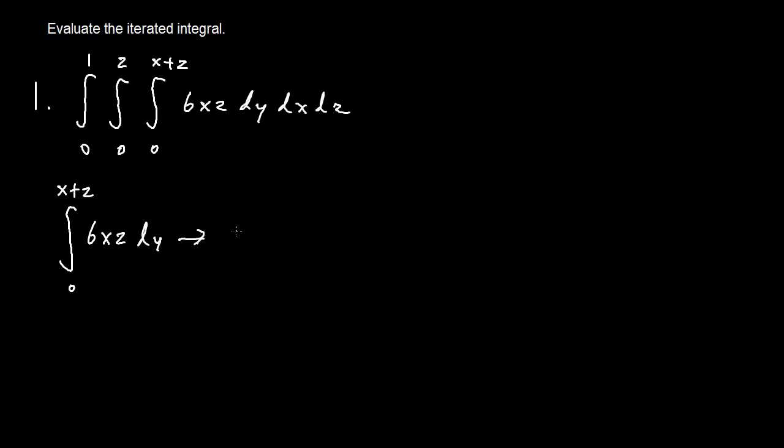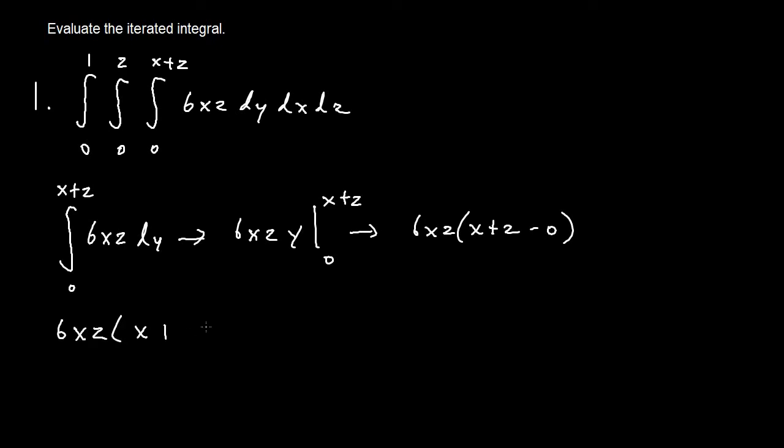So the integral of 6xz with respect to y is just 6xz times y. Now let's go ahead and evaluate that from 0 to x plus z. Those are once again going to be the y bounds. So when I plug in x plus z, we'll get 6xz times x plus z minus, when I plug in 0, I'll just get 0 for y. Now x plus z minus 0 is just x plus z. And so we have 6xz times x plus z. Now I'm actually going to go ahead and distribute over the 6xz. So we'll get 6x squared z plus 6xz squared.